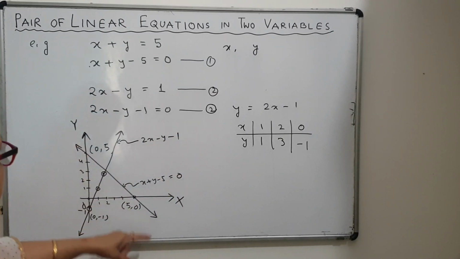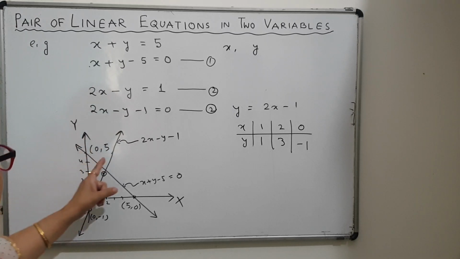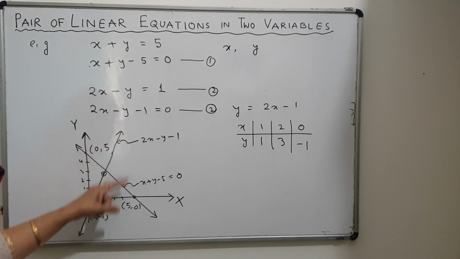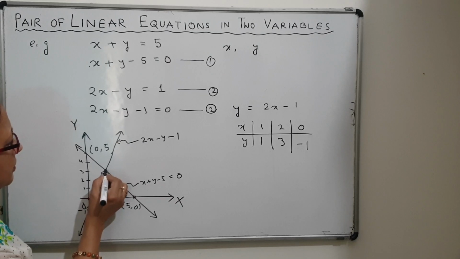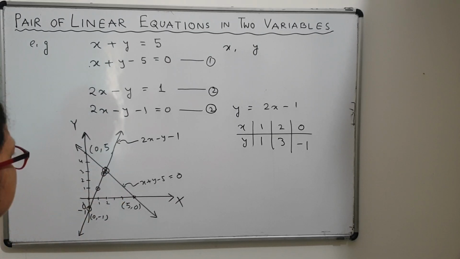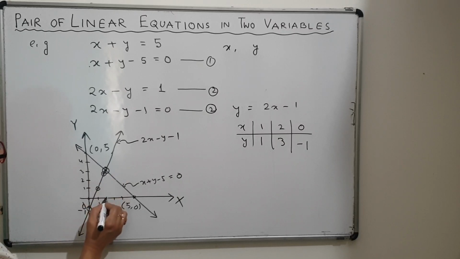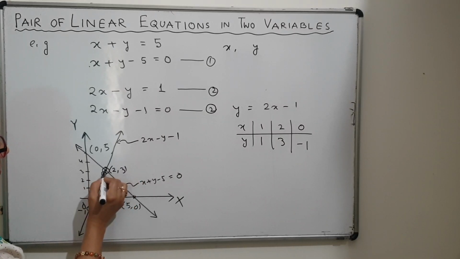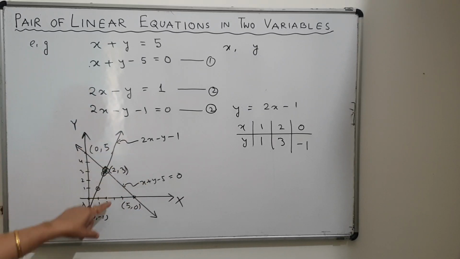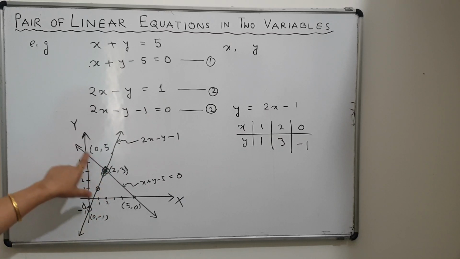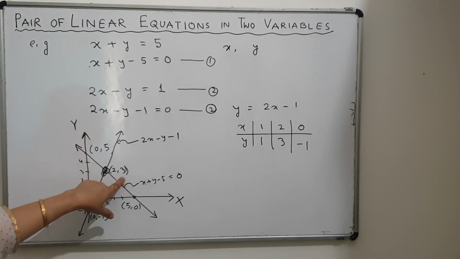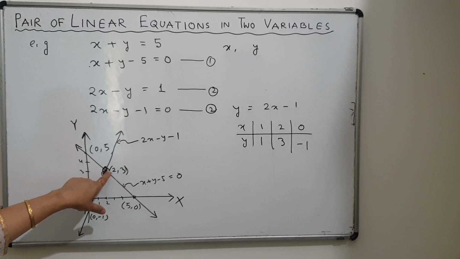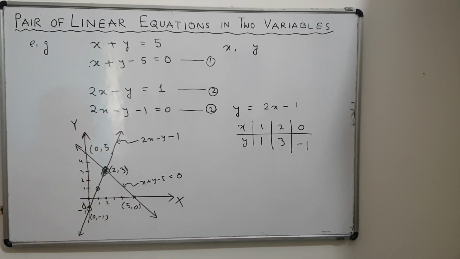So you see these two lines, that means both the lines are satisfied by these two variables. So the common solution is the point of intersection. That is, at this point of intersection, what happens? This is the point (2, 3). This is the point of intersection. So at the point (2, 3), both the lines pass. So this point satisfies both these lines. That is, both the equations are satisfied by this point of intersection. So that means this will be the common solution of the two equations.